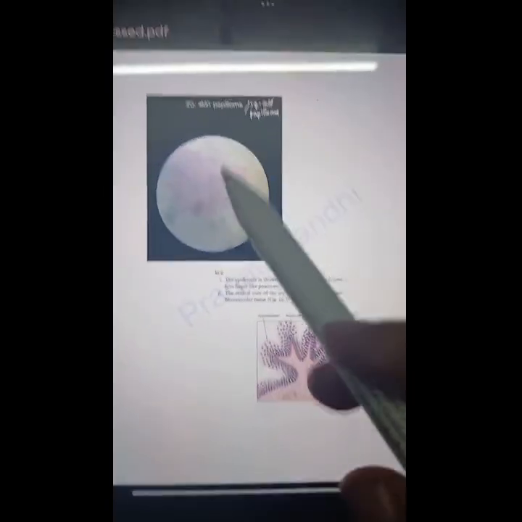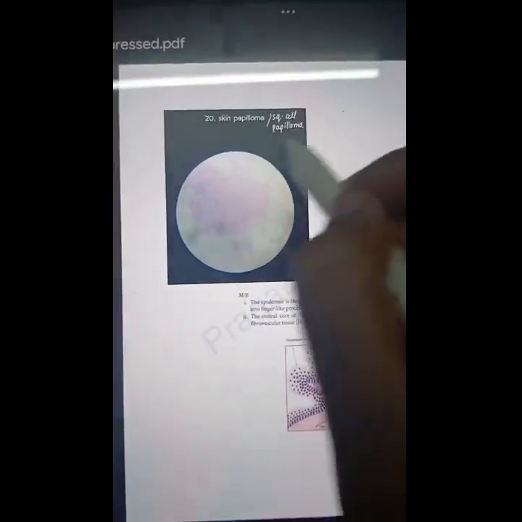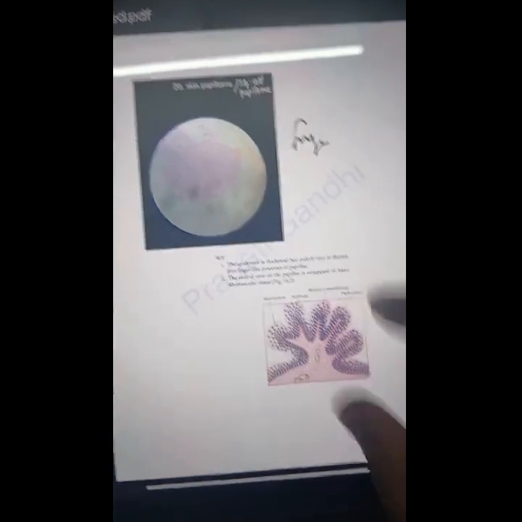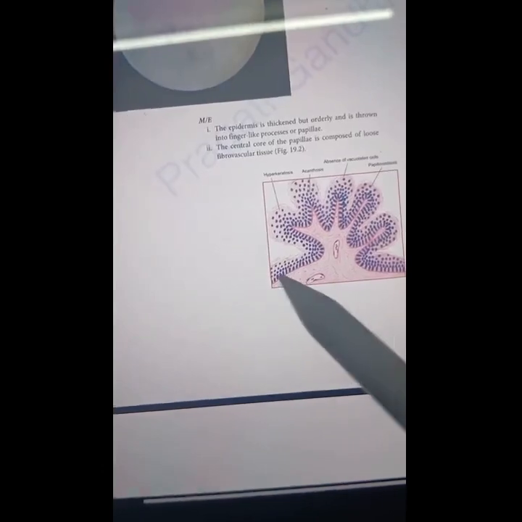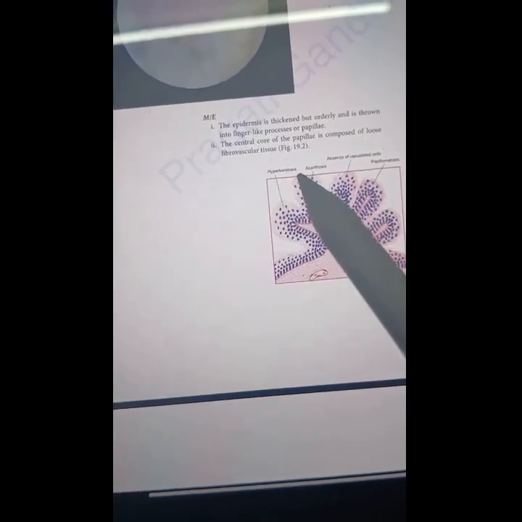Next is skin papilloma. As the word suggests, papilloma means finger-like projection. Can you see the basic skin epidermis is thrown into papillary folding, known as papilloma. We see three changes: hyperkeratosis, acanthosis, and papillomatosis.